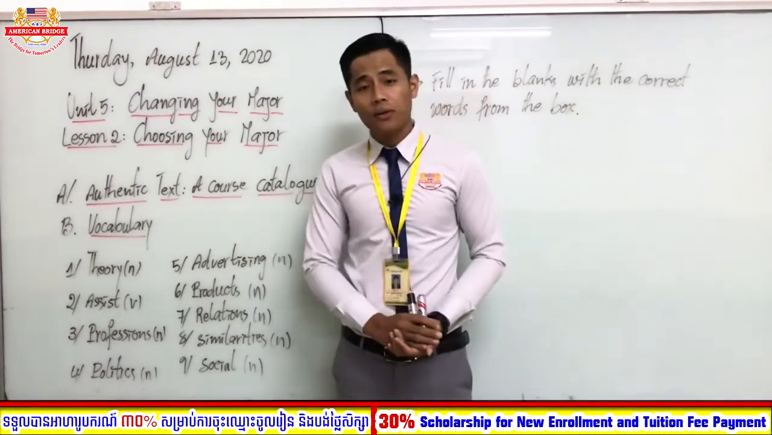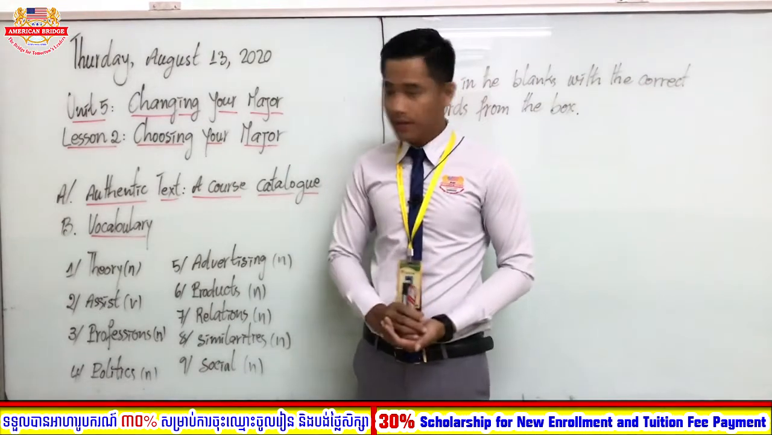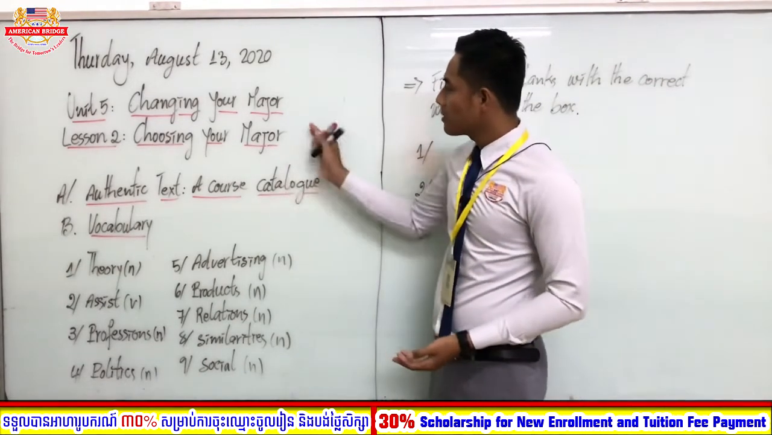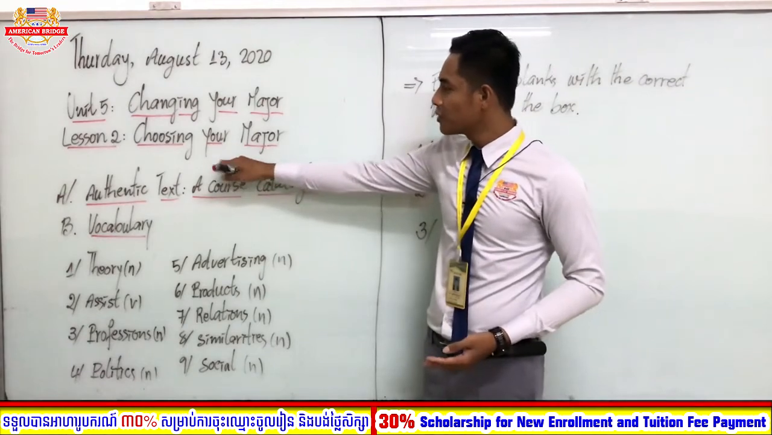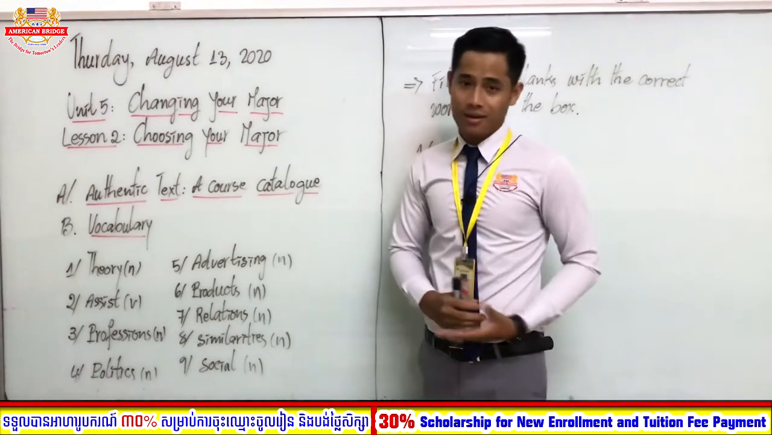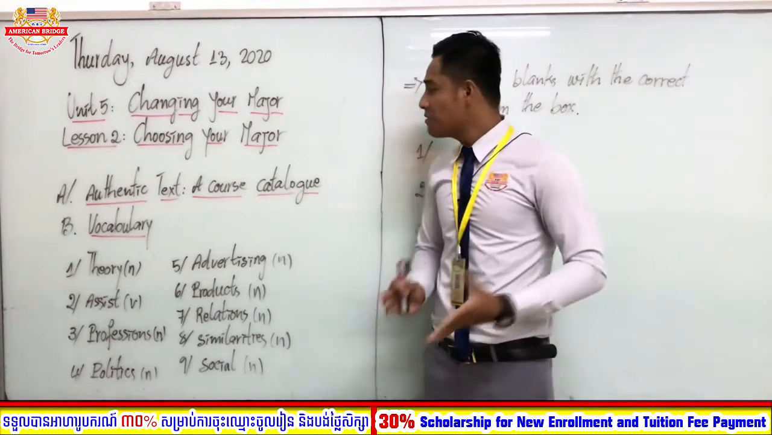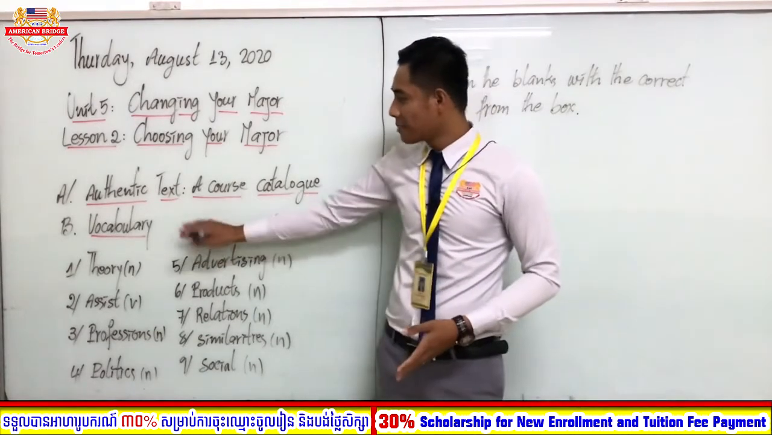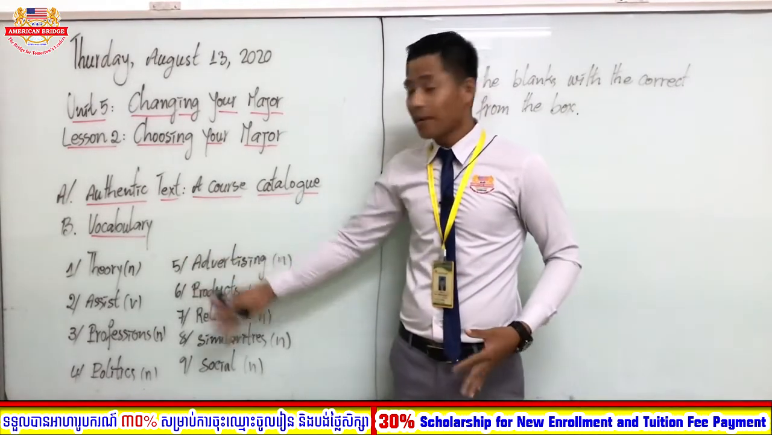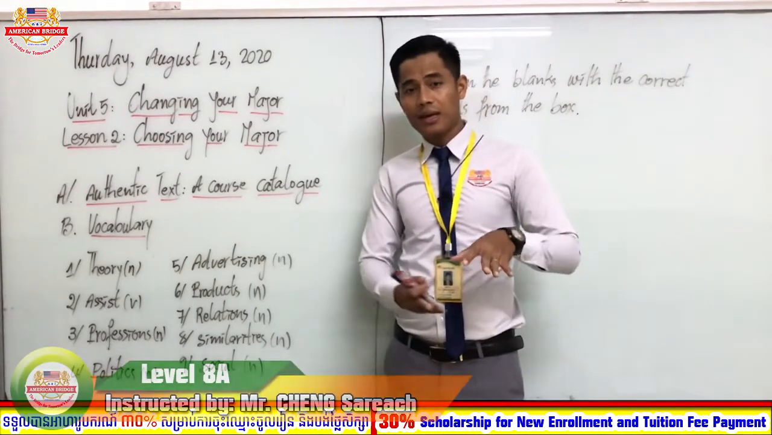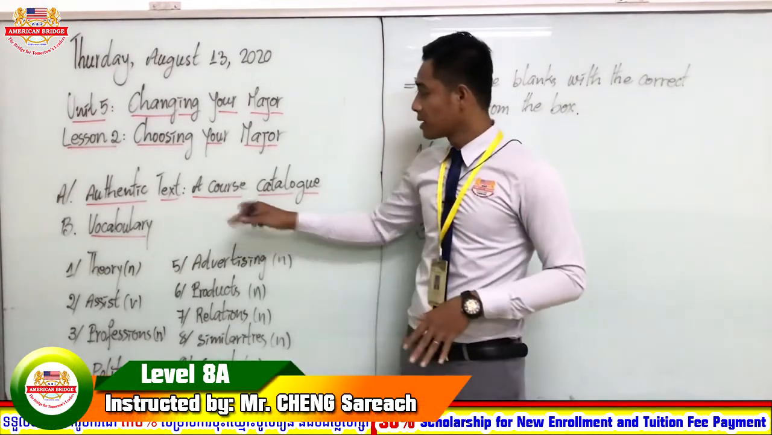Okay, according to our schedule, we are going to learn from Blueprint 3. All right, students. So unit 5, changing your major, and lesson 1, lesson 2, choosing your major. So this is a new lesson, students. Every new lesson we always learn about part A and part B. In part B we talk about the vocabulary, and in part A we talk about the reading. Sometimes it can be a conversation or a text.